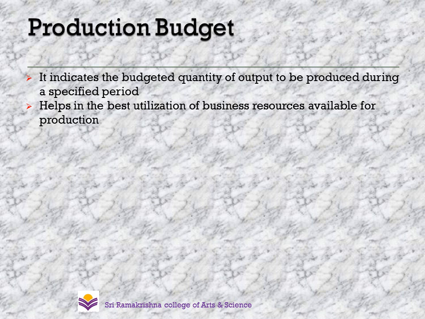So the fifth budget is the production budget. It is a forecast of the production for the budget period. It provides an estimate of the total volume of production. It indicates the budgeted quantity of output to be produced during a specific period, and it helps in the best utilization of business resources available for production.